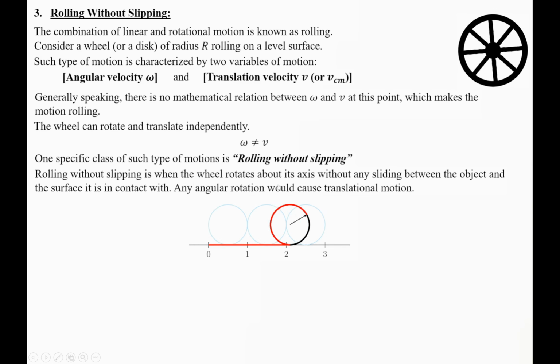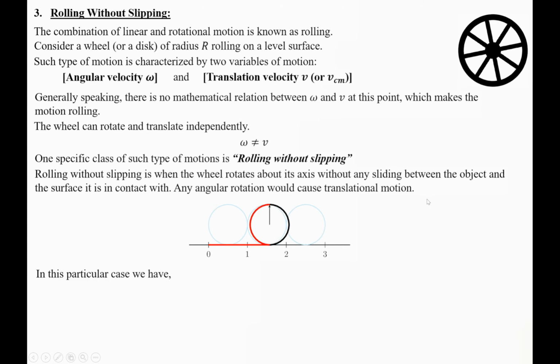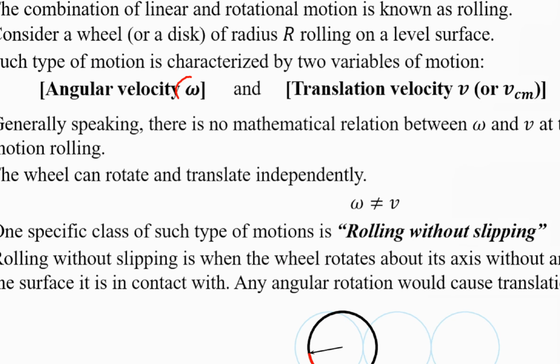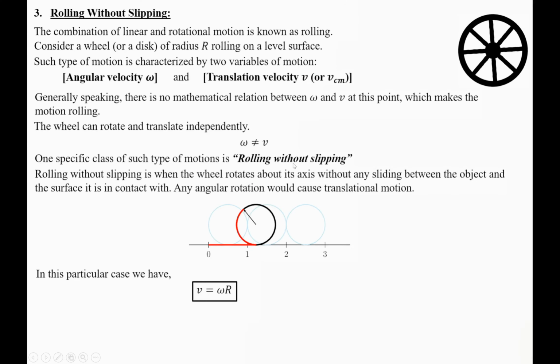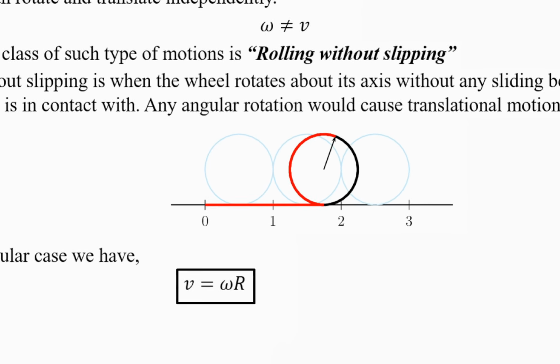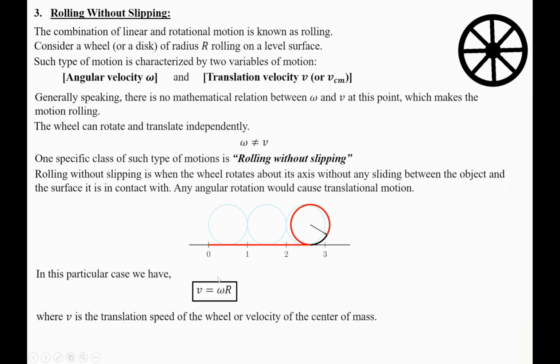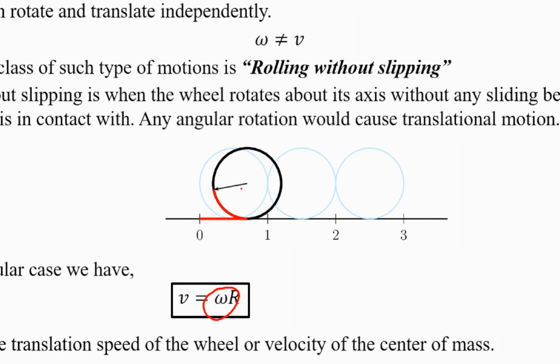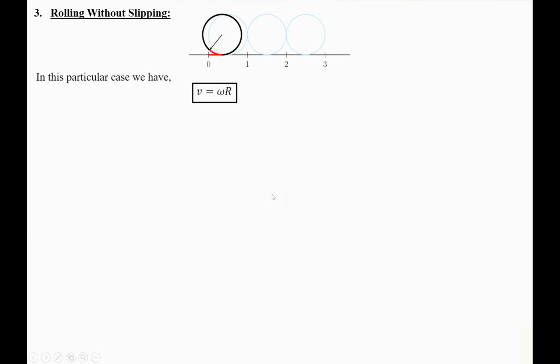So rolling without slipping is when the wheel rotates about its axis without any sliding between the object and the surface it is in contact with. Therefore any angular rotation would cause translational motion. In this particular case, we have v equals omega r. So the omega that we have introduced previously and the v that we talked about, if we're rolling without slipping, are related by the radius r, where v is the translational speed of the wheel or velocity of the center of mass. This is known as the condition for rolling without slipping, and omega in this case would be the angular velocity of the disk around its axis.